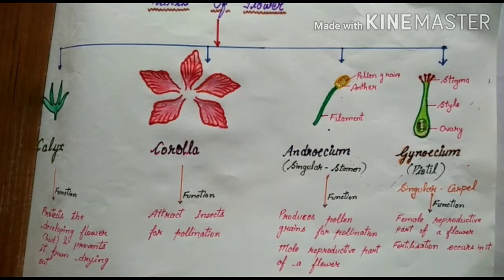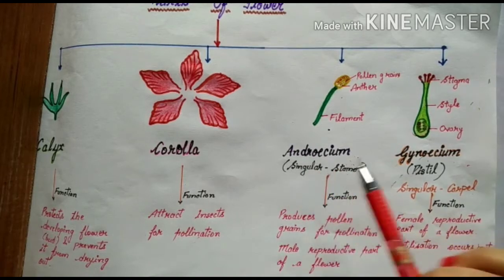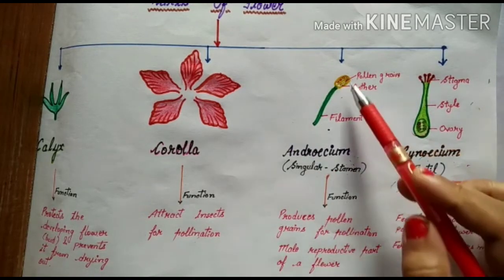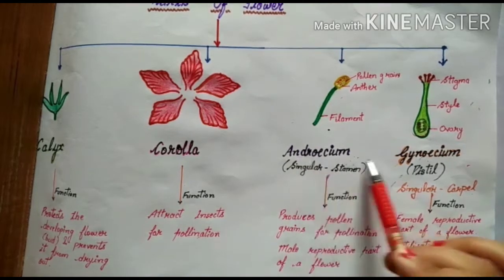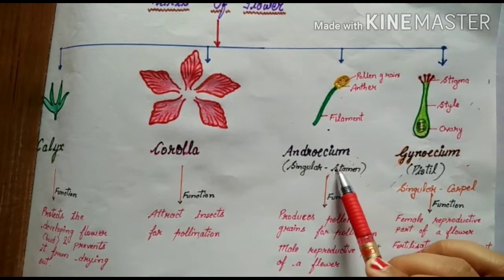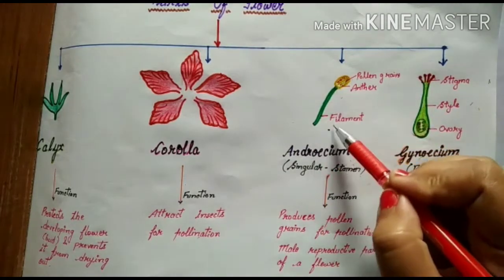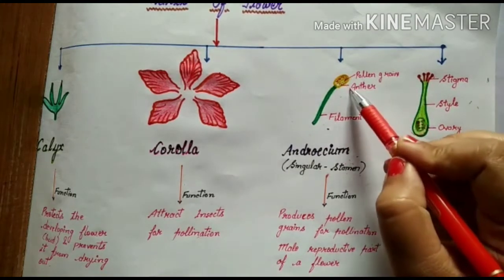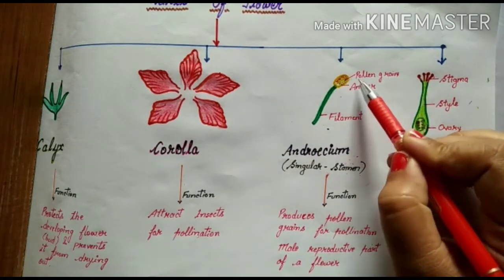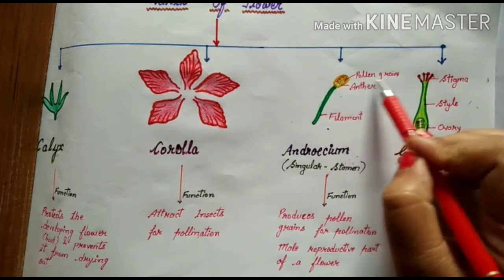Now the next part is the male part, which is androecium. The singular part of the androecium is stamen. When many stamens group together, they form androecium, which is the male reproductive part of a flower. A stamen consists of 2 parts. The thread-like structure is known as filament and the upper swollen structure is known as anther. And anther contains tiny structures that are known as pollen grains.